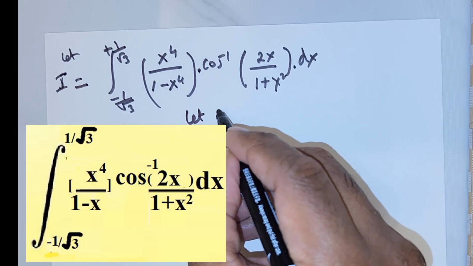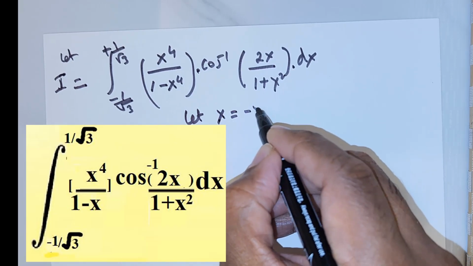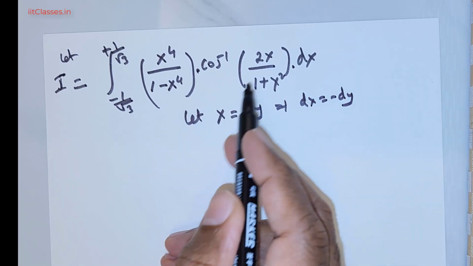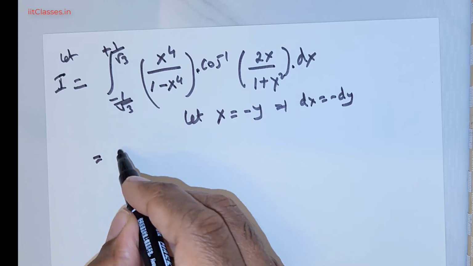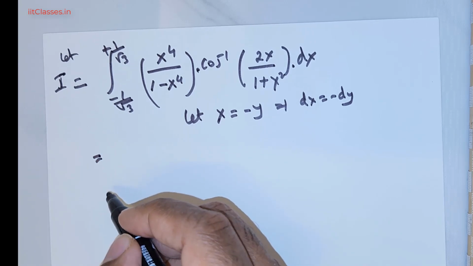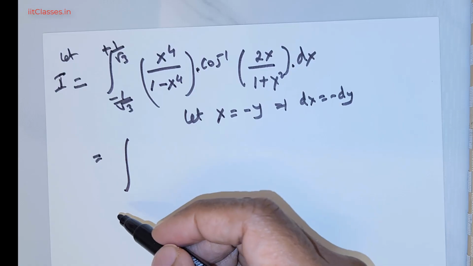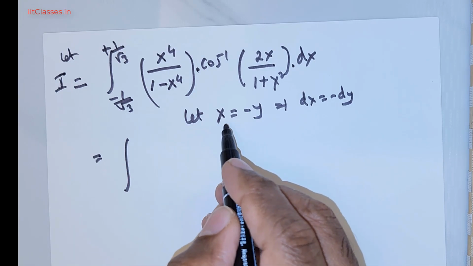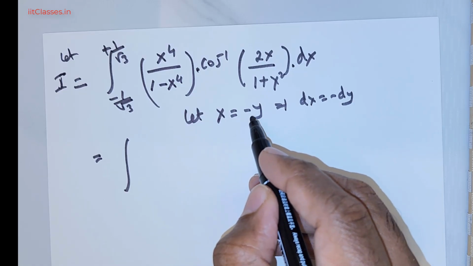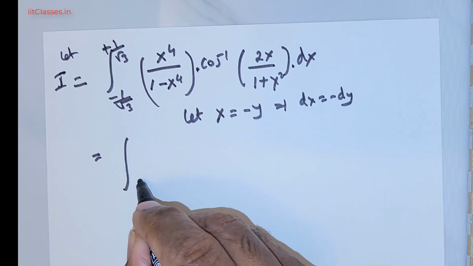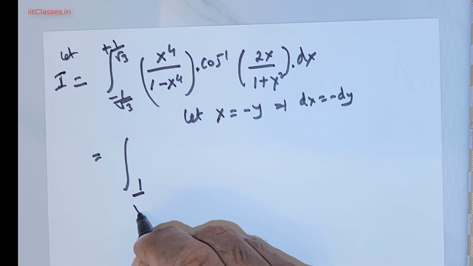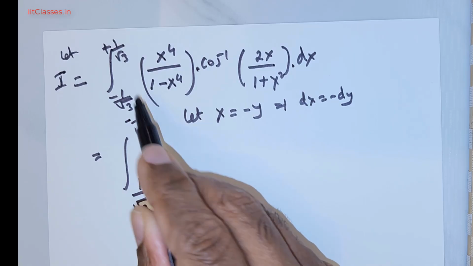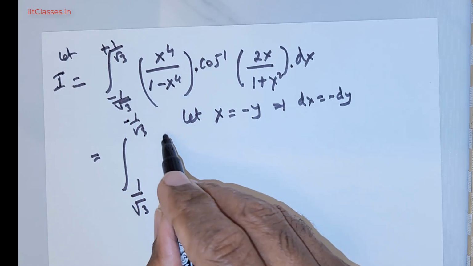Now I would like to make the following substitution. Let x be equal to negative y. This means dx is equal to negative dy. So this integral is going to be rewritten as follows. When x is equal to negative 1 over root 3, the value of y is going to be 1 over root 3, and this is going to be negative 1 over root 3. The limits get changed.